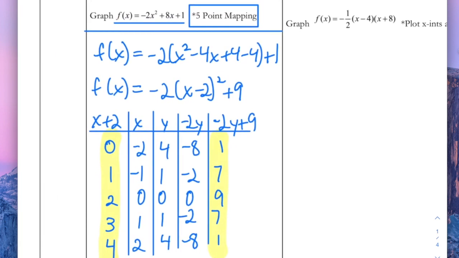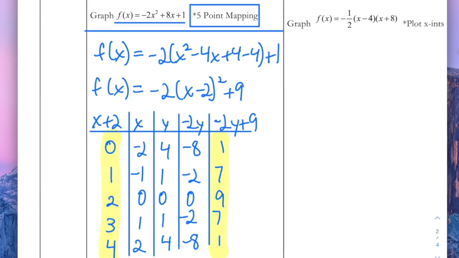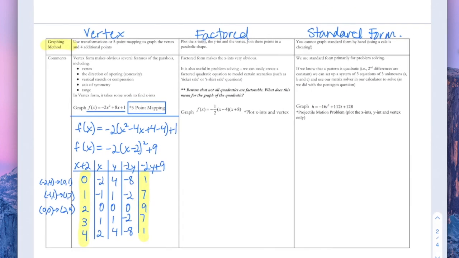So in the end, we know that, say for example, the point (-2, 4) has been mapped to the point (0, 1). And let's say the vertex (0, 0) has been mapped to the point (2, 9), and we can do that for all the points on this function. We can see where they've been mapped.